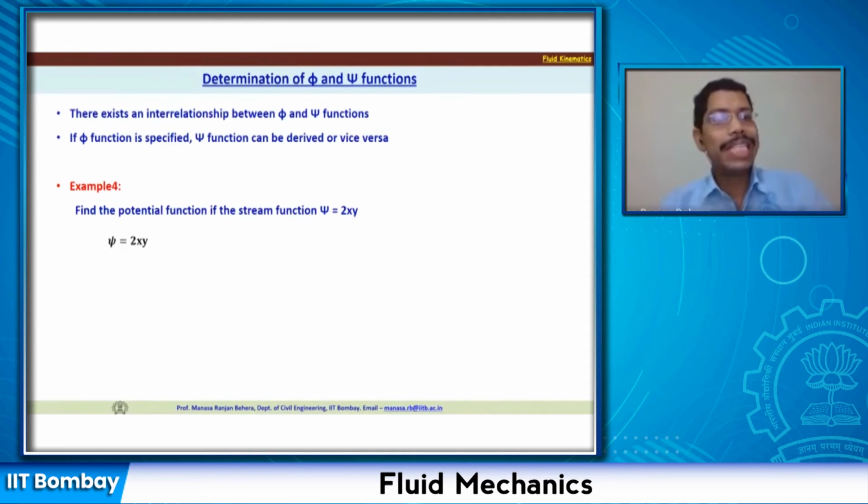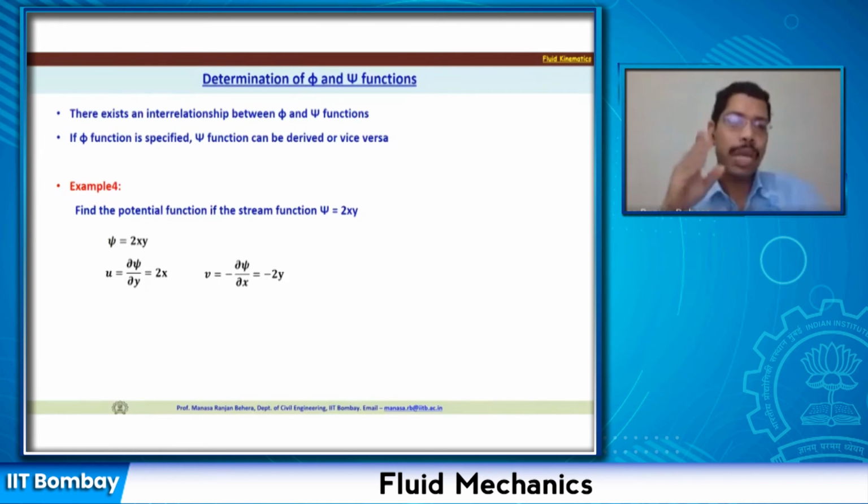I know psi equals 2xy, and I can write down u equals dou psi by dou y. That will give me 2x, and I can write down v equals minus dou psi by dou x. Please remember we have this minus sign here. v equals minus dou psi by dou x, that is equals minus 2y. All right. So now I have u and v. Can I not take this u and v and find out my phi function?